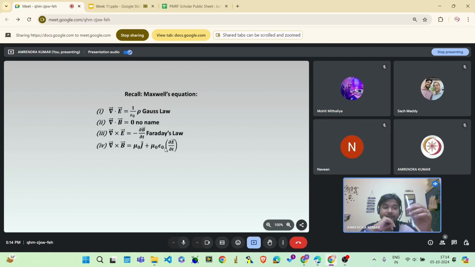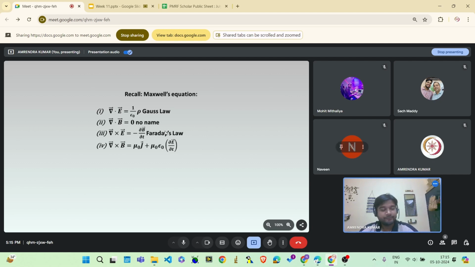But the charges that are being accumulated give rise to a changing electric field, and that changing electric field is also responsible for generating a magnetic field. So this is the equation that was present before Maxwell. Maxwell added this term, and now you have the whole set of Maxwell's equations.